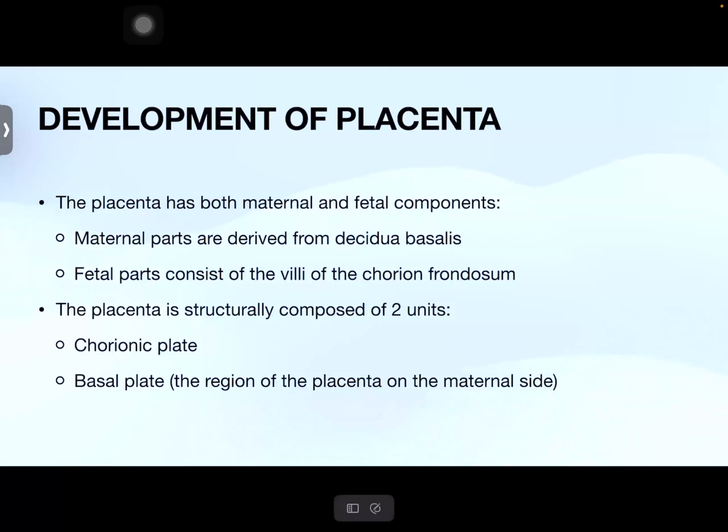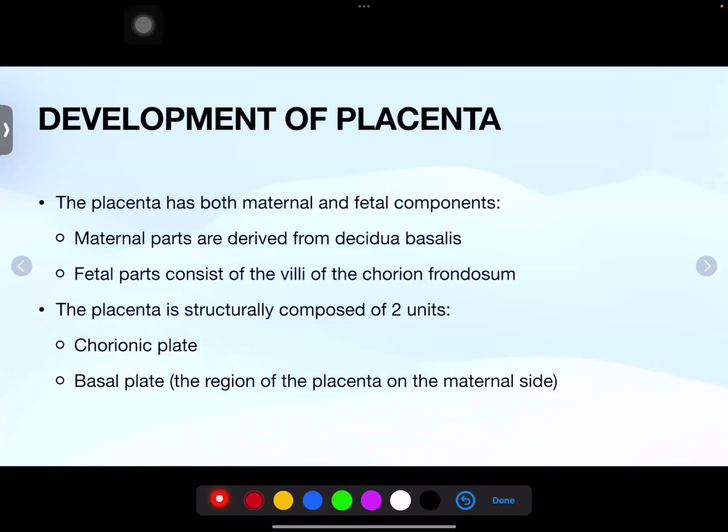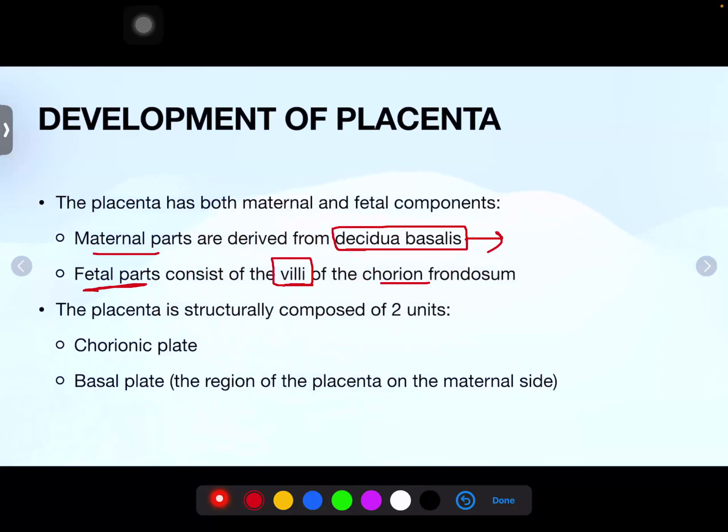Now we are going to discuss the development of the placenta. Basically, the placenta has both maternal and fetal components. The maternal parts are derived from the decidua basalis. Basalis means the basal layer of the endometrium. The fetal parts consist of villi of the chorion frondosum. So villi form the fetal parts of the placenta and the maternal parts form from the decidua basalis.